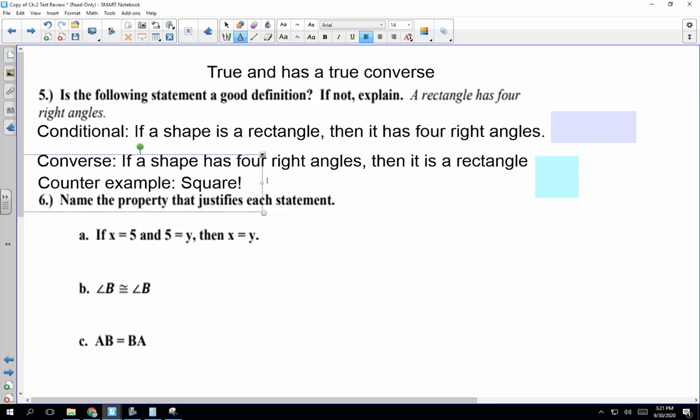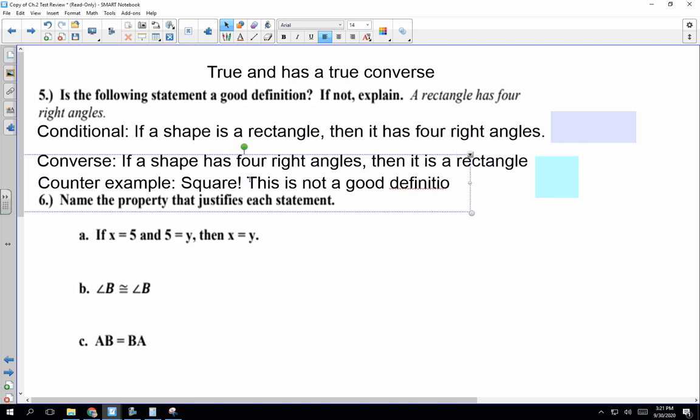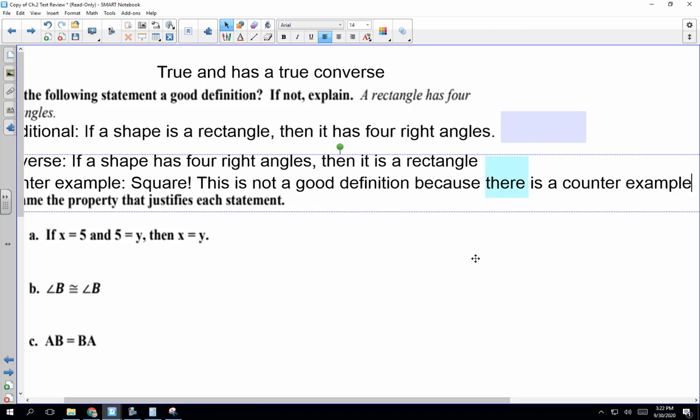All right, and when we have a counterexample, we have to say this is not a good definition, because there is a counterexample. My counterexample went all the way off the rails here.